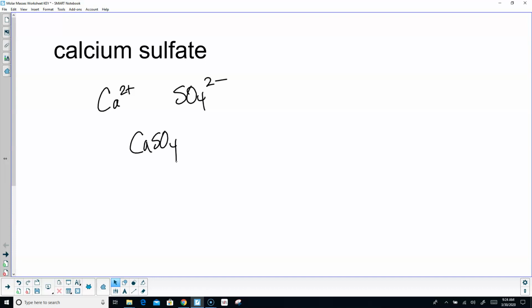So what we're going to do is add up their molar masses. So you look at calcium. Calcium weighs 40.08. Let's see, there's one sulfur at 32.06. And it looks like there's 4 oxygens, each weighing 16. So you're going to take 4 times 16 plus 32 plus 40. When you do so, it's going to be 136.14 grams per mole.